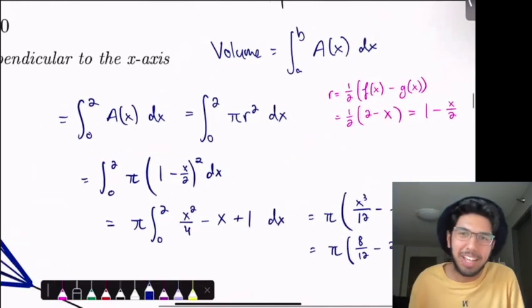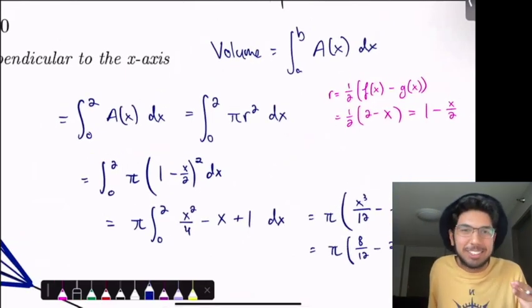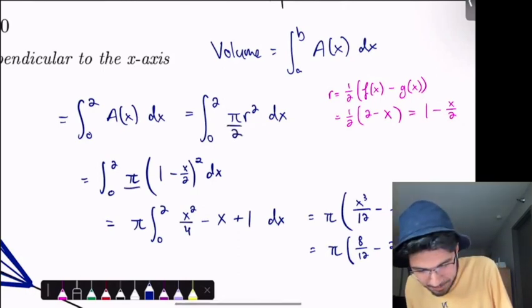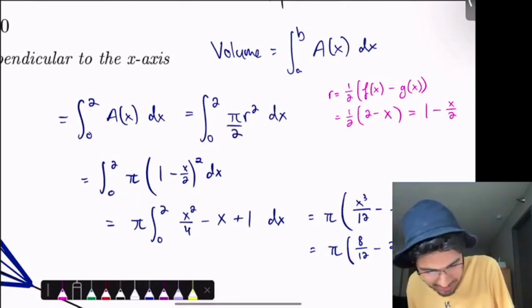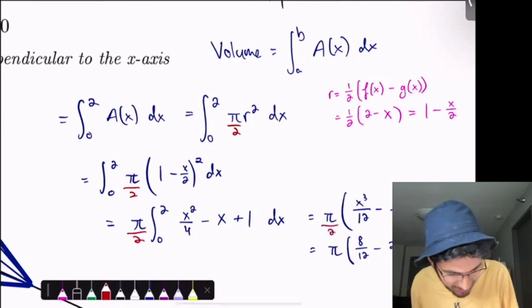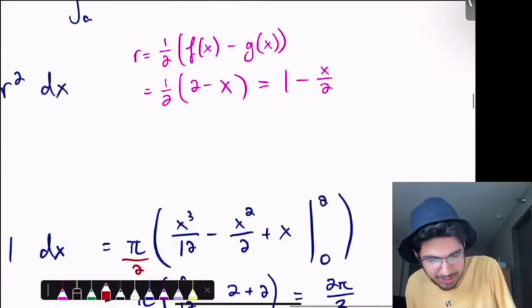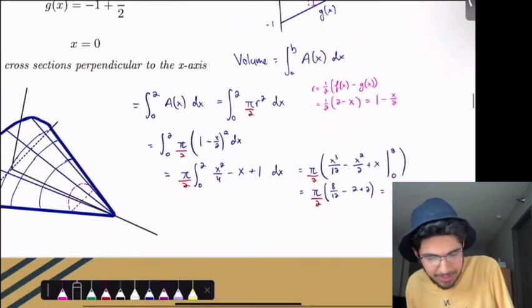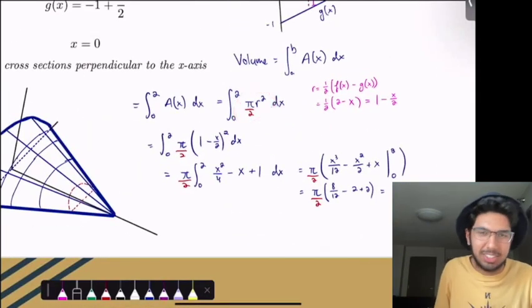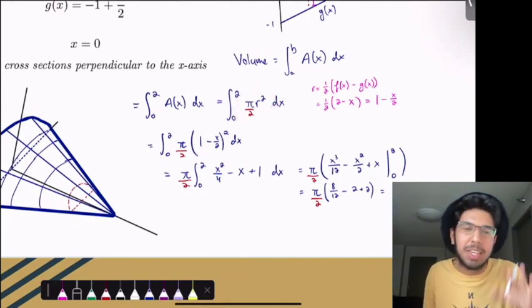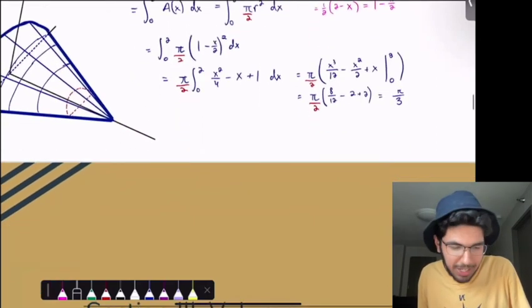Oh, I know what I did wrong. Semicircle cross sections, not circle cross sections. So this should be a pi over 2. Let me actually change the color so it's highlighted. Right? Got to be very careful with these cross sections. So this will be just pi over 3 as our answer. Be careful when you're doing these cross sections, make sure that you have the correct formula. I didn't, and I made that silly mistake. Anyways, we got our answer, pi over 3.